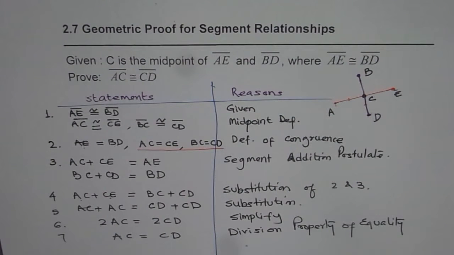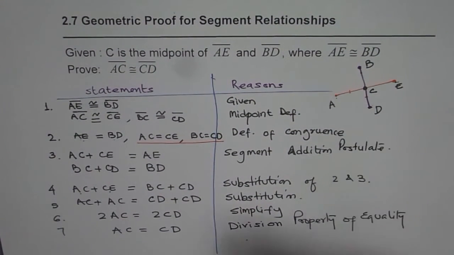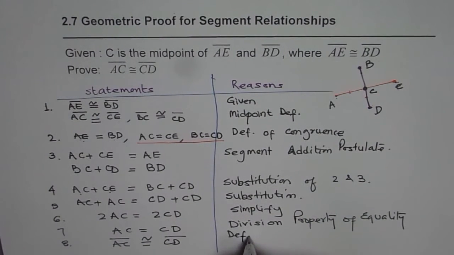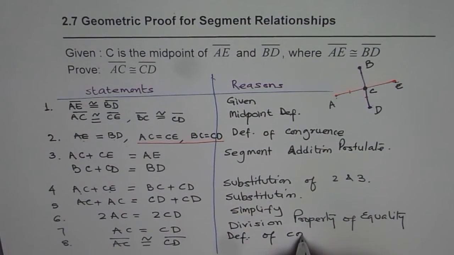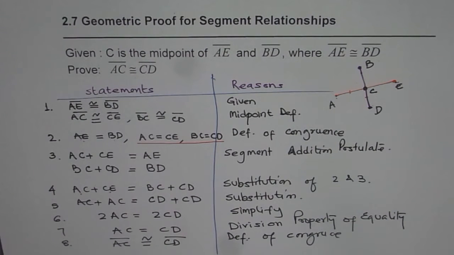Now if the measurement of the segment AC equals that of CD, then you can conclude that the segment AC is congruent to segment CD, right? So that is from the definition of congruence. So in this sequence of steps, we have proved that AC is congruent to CD, and that is how you can do it.